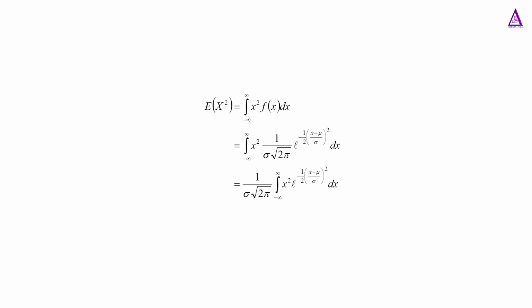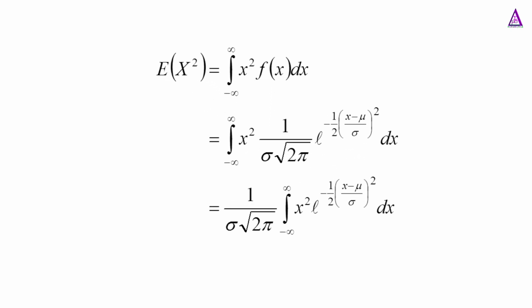To obtain the variance of the normal distribution, we need to obtain the expected value of x square. So our expected value of x square is giving us the integral from negative infinity to infinity x square f of x dx, and our f of x equal to 1 divided by sigma root 2 pi exponential raised to power negative 1 divided by 2 into bracket x minus mu divided by sigma all squared dx. So we factorize 1 divided by sigma root 2 pi out of the equation, and we get equation 3.